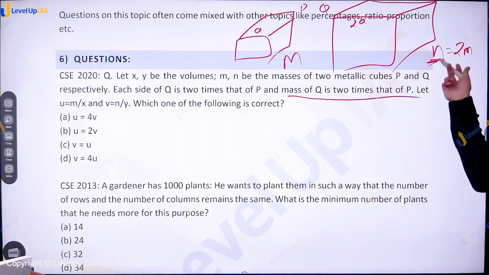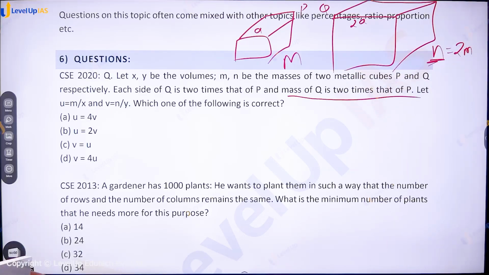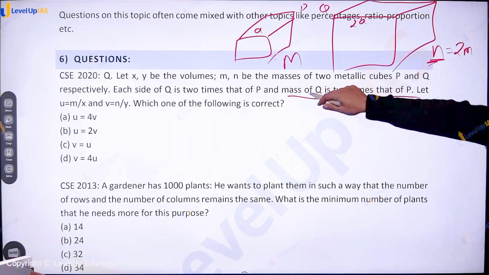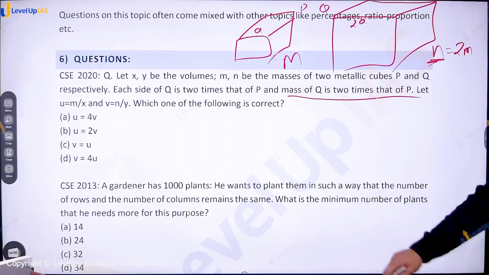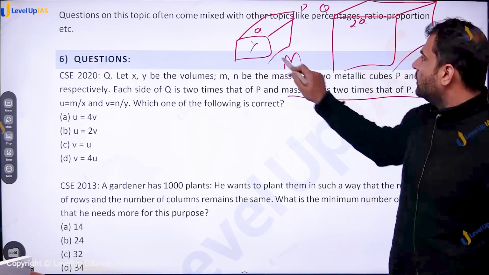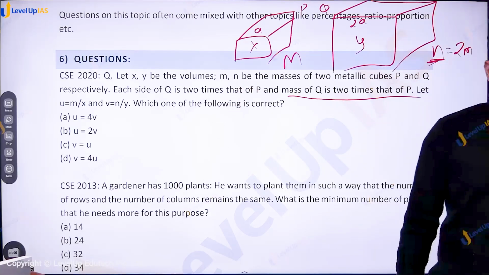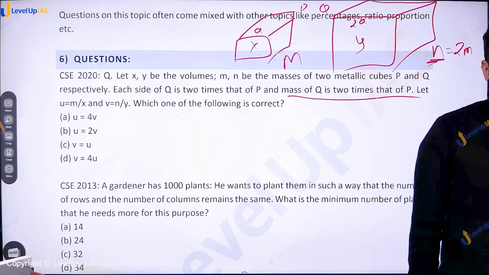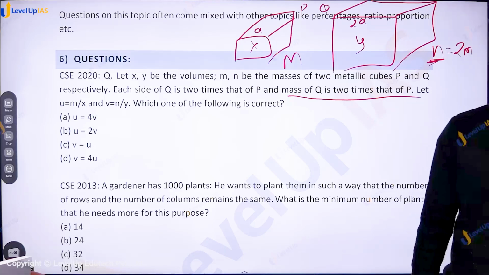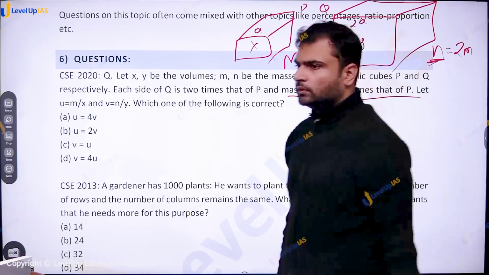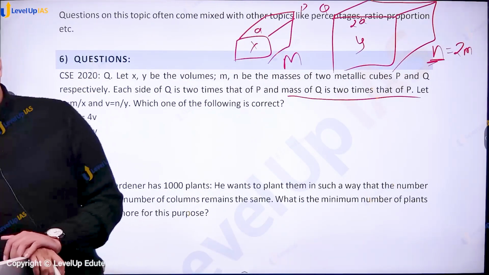इसका मास M है, उसका N है. Let U and V are those ratios. X and Y are volumes. X is volume of this, Y is volume of this. Okay, good.